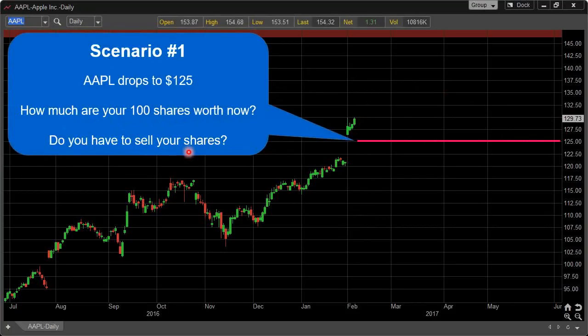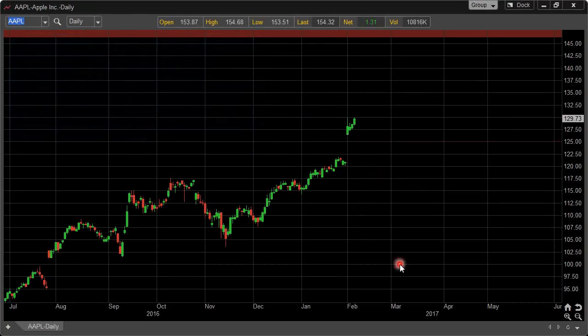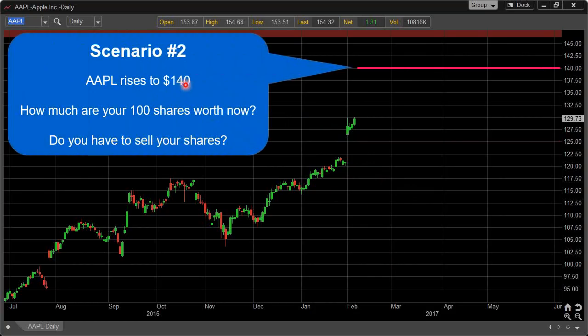Well, when you buy, you have rights. You bought shares of this stock. You have the right to sell. You're not obligated to. Okay, buyers have rights. And then the other thing that could happen is the stock could go up. It's worth 140. I'll just kind of answer these right now. How much are your 100 shares worth? Well, they're worth 14,000. Do you have to sell? No. I mean, you might want to because you have a $1,000 profit, but you don't have to.